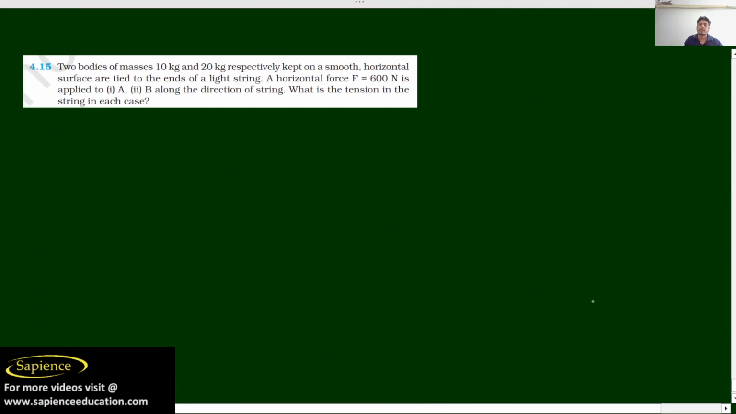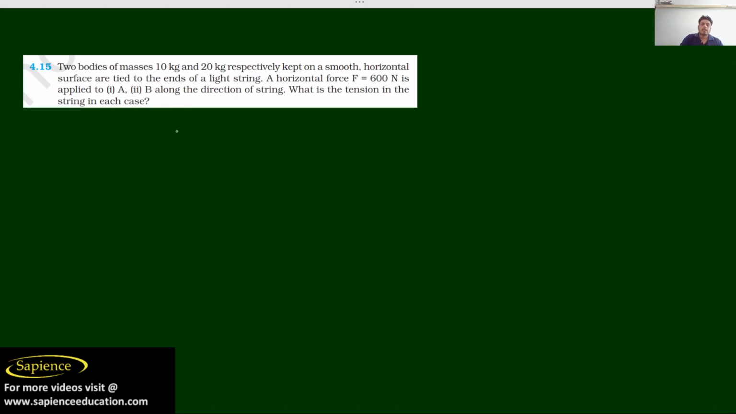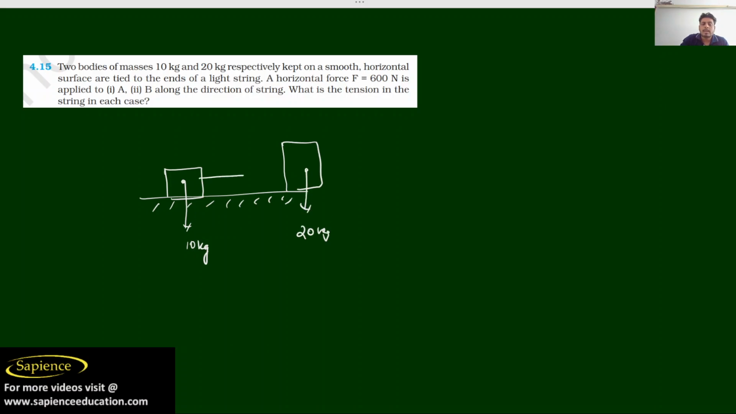Now please think about this question. Two bodies of mass 10 kg and 20 kg respectively are kept on a smooth horizontal surface. So let us consider this is a smooth horizontal surface. Two objects: suppose this is your 10 kg mass, and another object is 20 kg, and both are tied with a string.